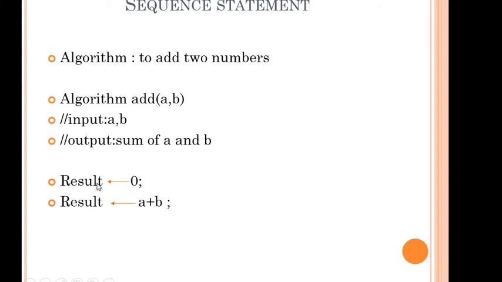The first line inside the pseudocode is: result is initialized with 0, and in the second step, A and B are added and stored inside the variable result. That's all. This is the addition of two numbers written in the format of pseudocode, and we can take this as an example for the sequence statement. So a sequence statement is nothing but it is executed line by line without any change in the order.